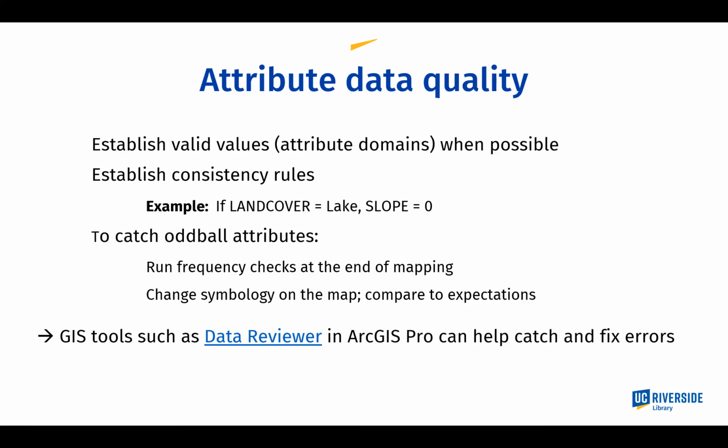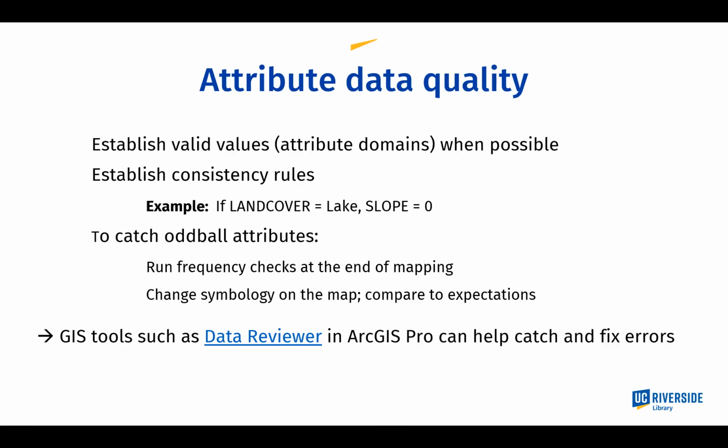To catch oddball attributes as they have been mapped, what you can also do is run what we call a frequency check at the end of mapping. So maybe you have the possibility of 25 different attributes for this one column of type of information, and you've mapped thousands of features, and there's one feature that has this one attribute and none of the other ones do. You might want to take a look at that and verify that that's really what it's supposed to be.